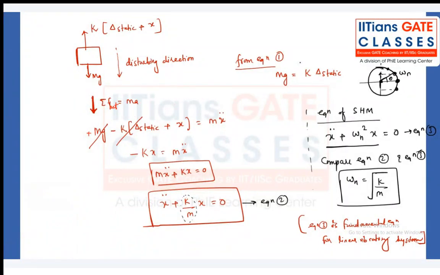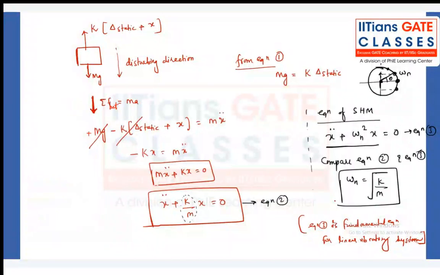Now from equation number one, we also know mg is equal to k delta static. So definitely that will be cancelled out. We are going to have this as a final equation: mx double dot plus kx equal to 0. X double dot plus k by m x is equal to 0. That is our equation number 2.